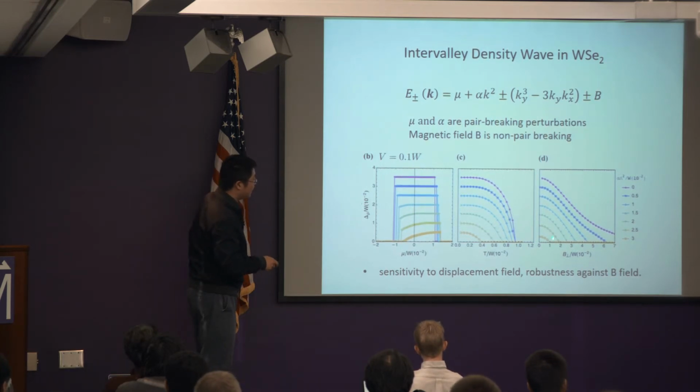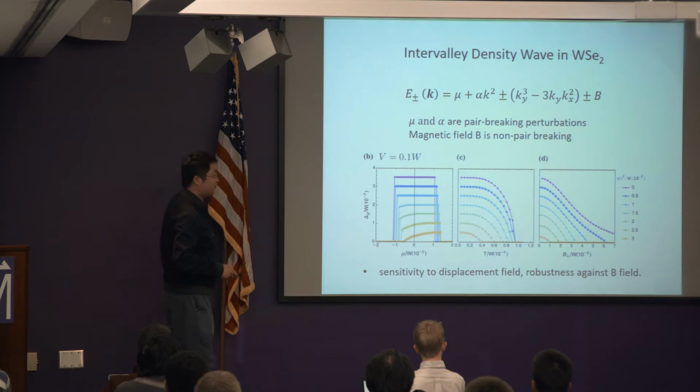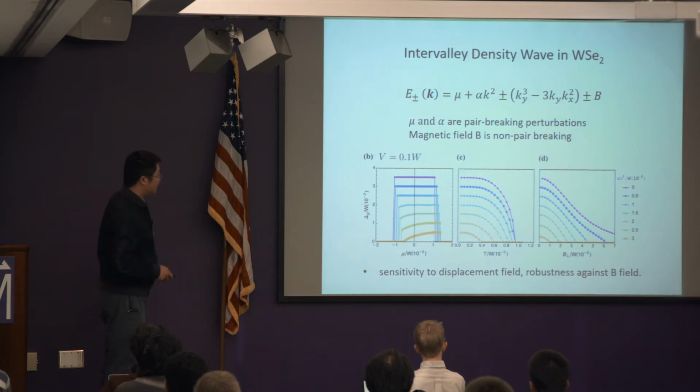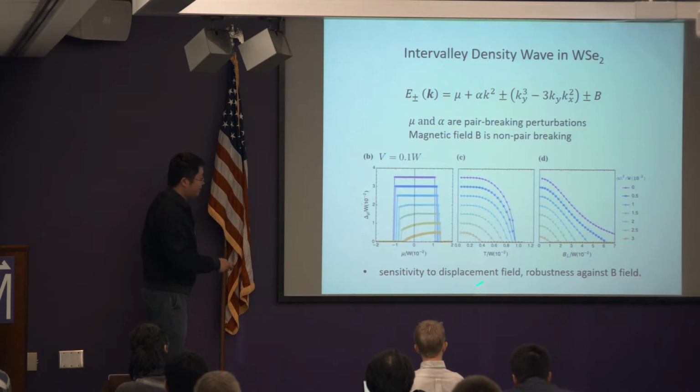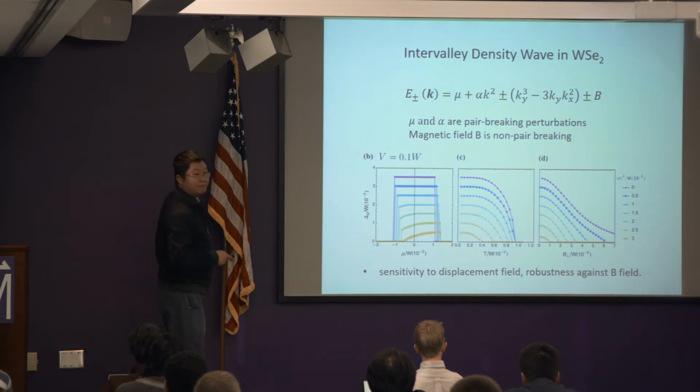On the other hand, if we look at the magnetic field dependence, this exciton insulating state can survive into a much larger range of magnetic field. Here, the x-axis is the Zeeman energy, again measured in terms of the bandwidth. Up to a few percent of the bandwidth, the insulating state is still robust. So this explains the sensitivity of the insulating state to the displacement field, and it further predicts that it should be relatively robust against magnetic field.